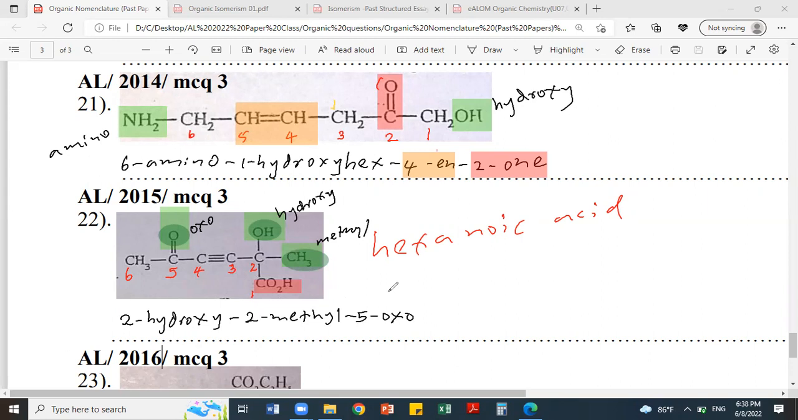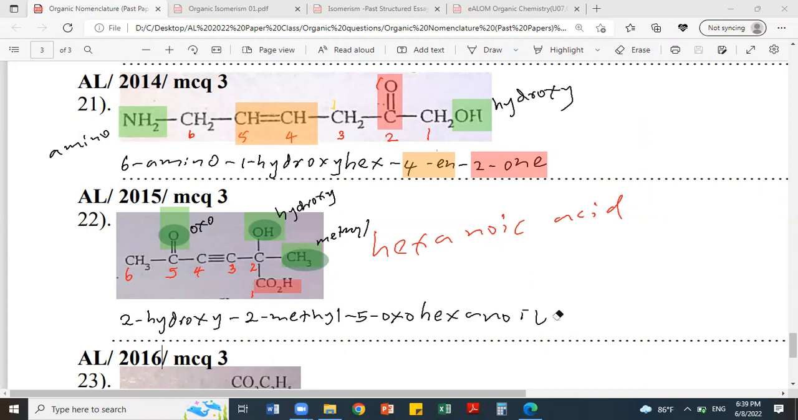5 oxo. You can't name this as a ketone. You can't say hexanone or pentanone because it's a carboxylic acid. The name ends in oic acid. After 5 oxo, we have finished all the side groups attached. Then we can go for the longest chain. The longest chain contains how many carbon? 6 carbon. Then it is hex. You can't write just hexanoic. Why? Because there's a triple bond.